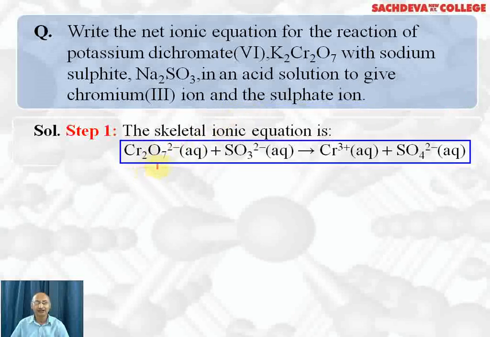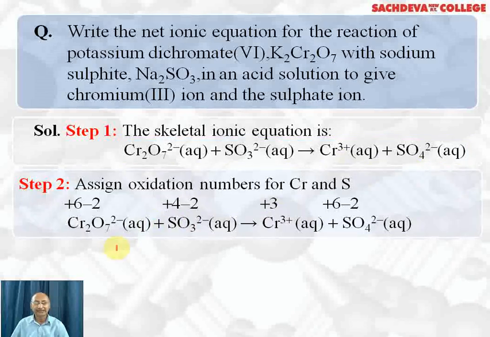Dichromate ion is Cr2O7 2-, plus SO3 2-, the sulfite ion. Dichromate ions are changing to chromium plus 3 ion, and sulfite ions are getting oxidized to sulfate ion. Dichromate is orange in color and chromium plus 3 is green in color. This will be the color change in this reaction.